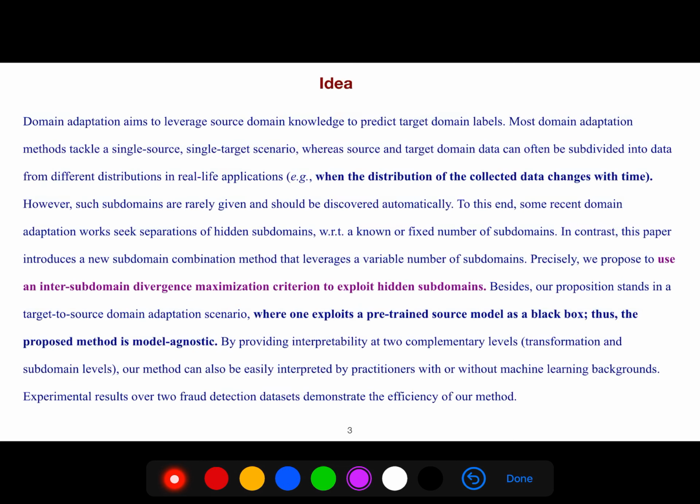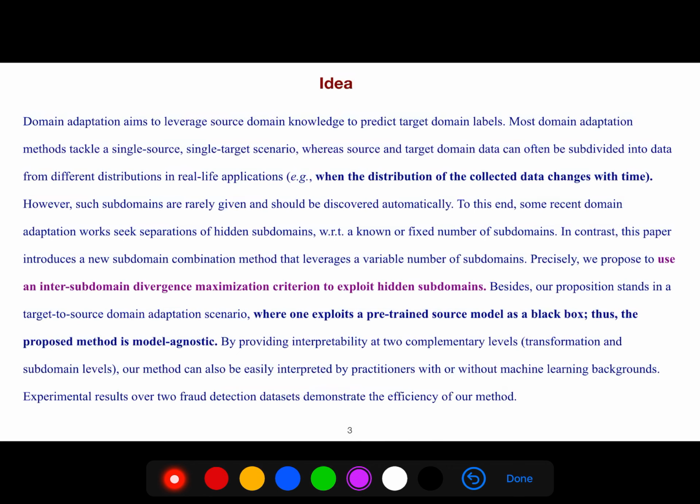Domain adaptation aims to leverage source domain knowledge to predict target domain labels. Most domain adaptation methods tackle a single source, single target scenario, whereas source and target domain data can often be subdivided into data from different distributions in real-life applications, when the distribution of the collected data changes with time. However, such subdomains are rarely given and should be discovered automatically. And we call it domain discovery.